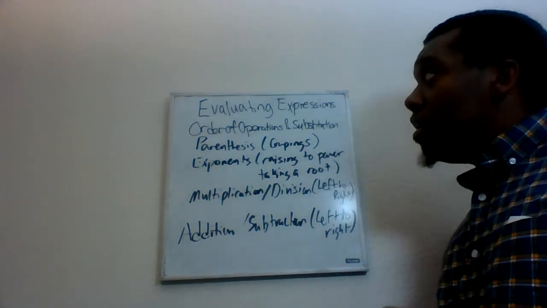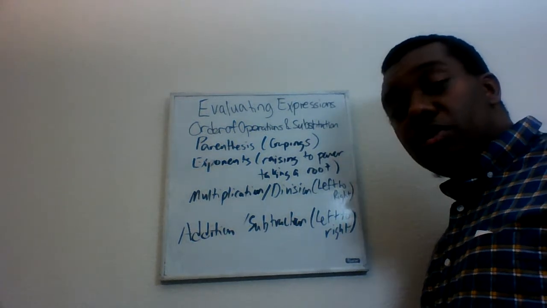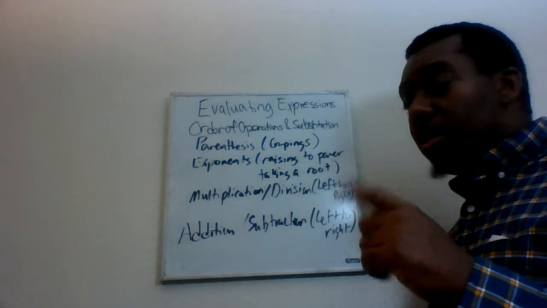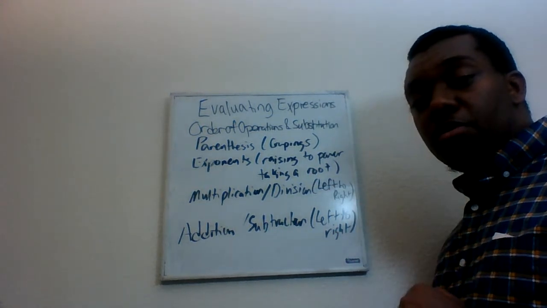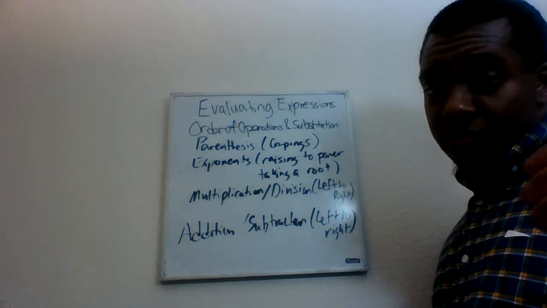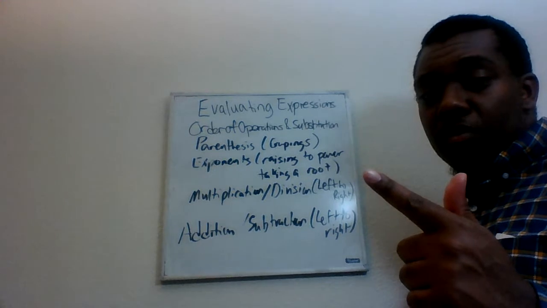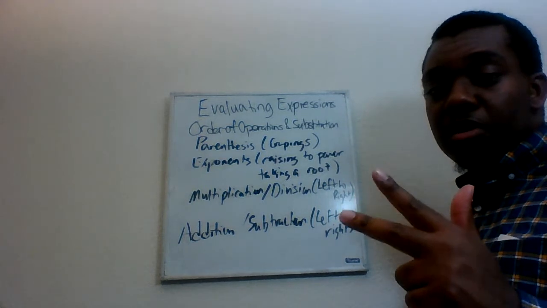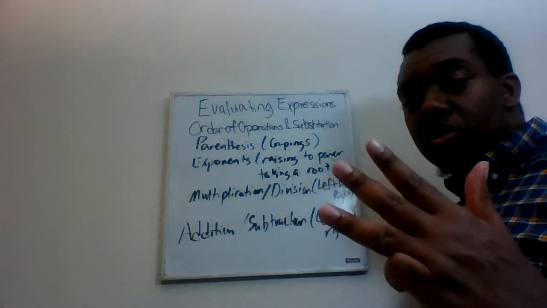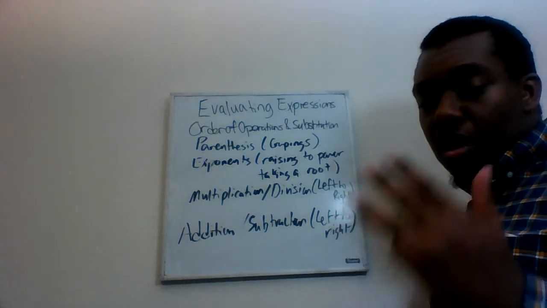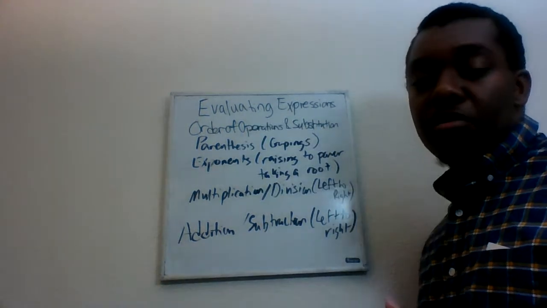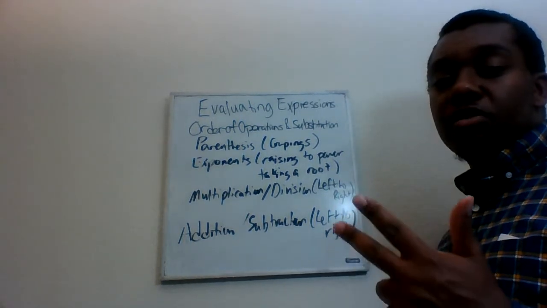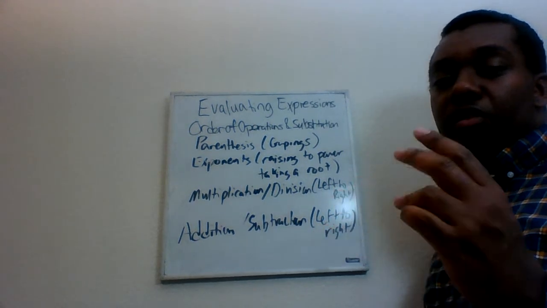Okay, to evaluate expressions, you need to know two things. You need to know how to substitute for a variable given a value for it, and you need to understand how to do the order of operations appropriately. So parentheses or groupings first, exponents second, which include raising to powers or taking roots, multiplication or division, whichever appears first from left to right, and then addition or subtraction, whichever appears first from left to right. Of course, inside of the groupings, you restart your order of operations again based off what's there.